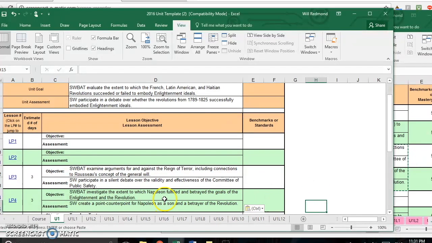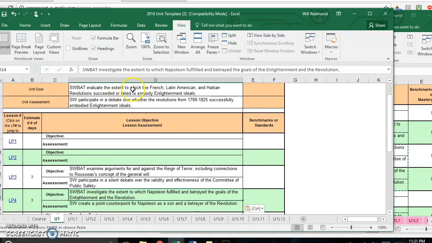So here we're tying Napoleon specifically into the unit goal. As you're making your lesson objectives, you want to make sure that they clearly feed into your unit goal. So they shouldn't be just SWBAT investigate the legacy of Napoleon. You want to have something that ties in with that unit goal and really builds up to that idea.